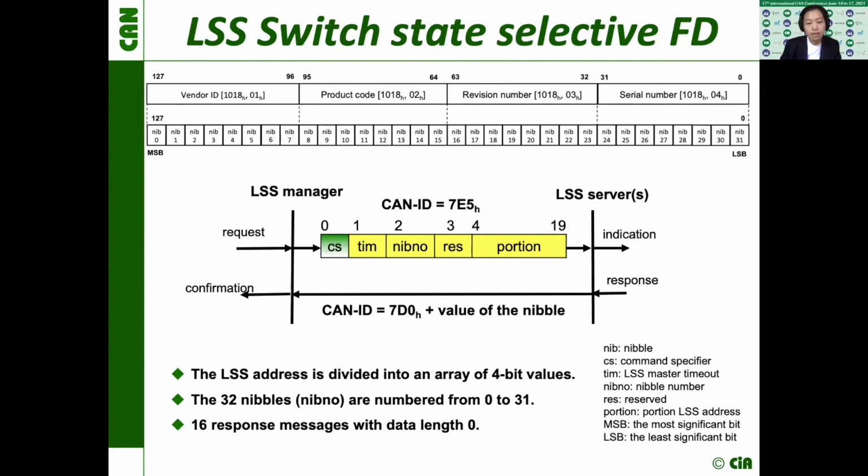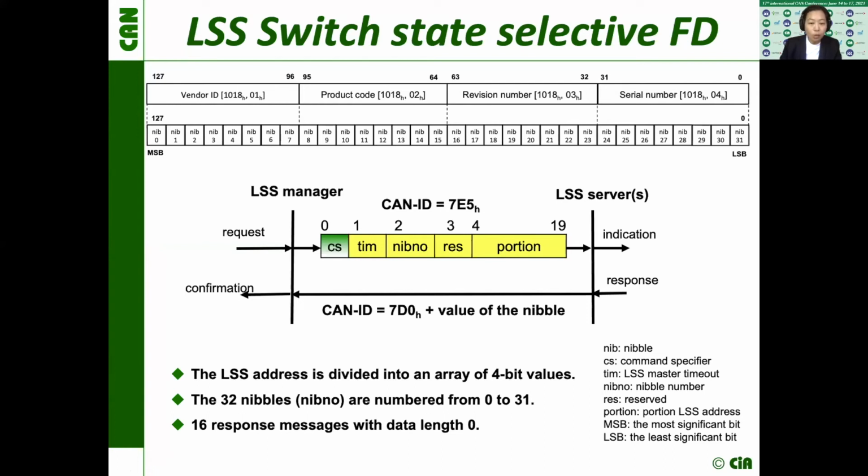and ending at the least significant bit of the serial number. The parameter nibble number indicates the nibble to be checked and is sent in the request by the LS manager. A special case of nibble number equals 32 is used to acknowledge the full 128-bit LS address.